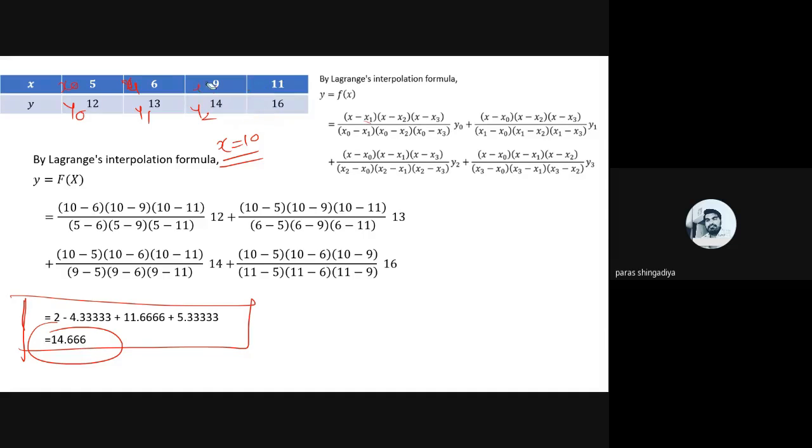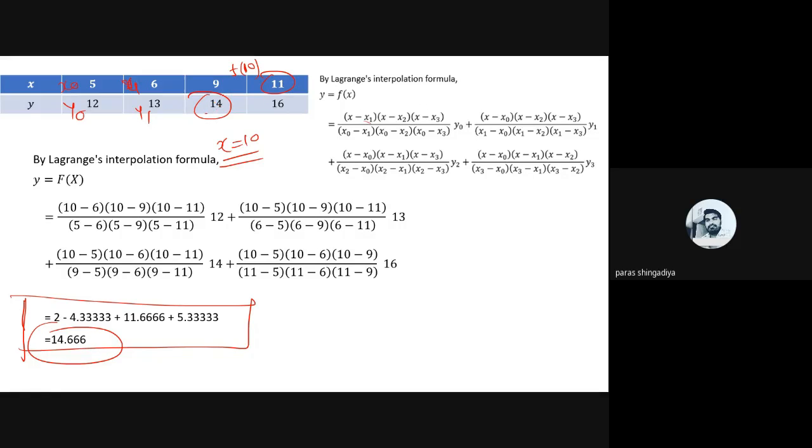In this table, f of 9 is given as 14, and f of 11 is given as 16, and by using this procedure we derive the answer f of 10. So f of 10 should lie between 14 and 16.